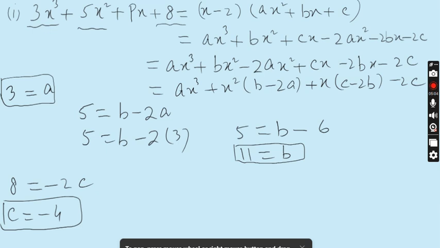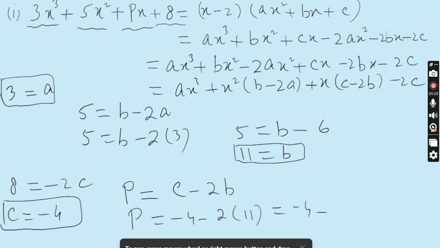This time we have to compare the coefficient of x. On left hand side the coefficient of x is p, and on right hand side the coefficient of x is c minus 2b. So p equals c, which we have found is minus 4, minus 2 into b, which we have found is 11. So minus 4 minus 22. Therefore the value of p is negative 26.